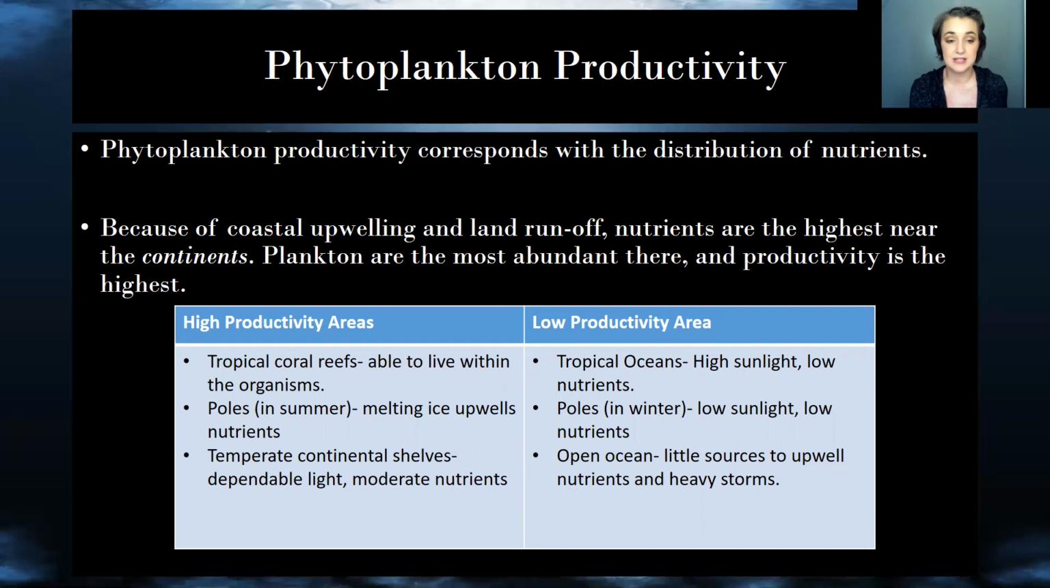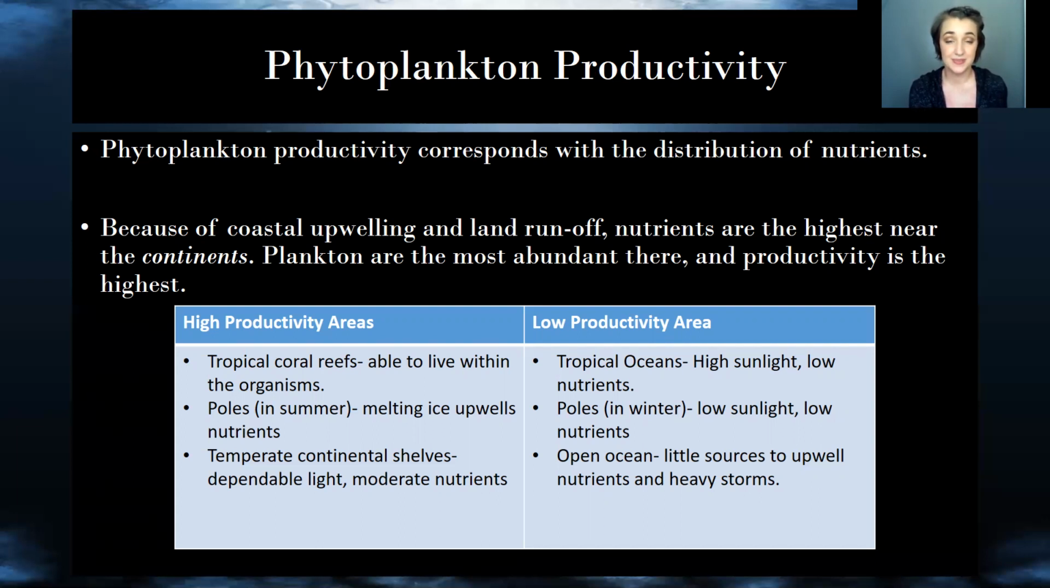And then temperate continental shelves, this is again going to be near those continents. And this is going to be where you're going to have your most dependable light at a good quality with moderate nutrients to sustain a decent amount of life without having an overflowing bloom. Now, some low productivity areas, tropical oceans, much like the rest of the live tropical oceans, they have very, very high sunlight to the point where it's overwhelming, and low nutrients because it is all being taken by those currents, and you have a lot of species that are in competition for it.